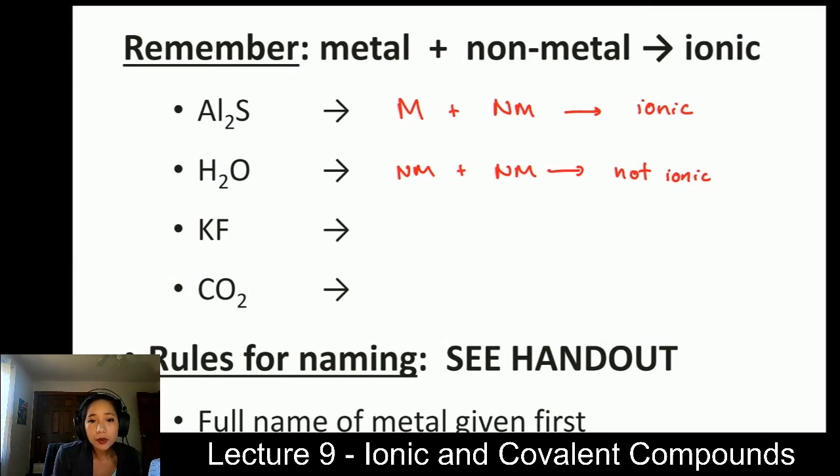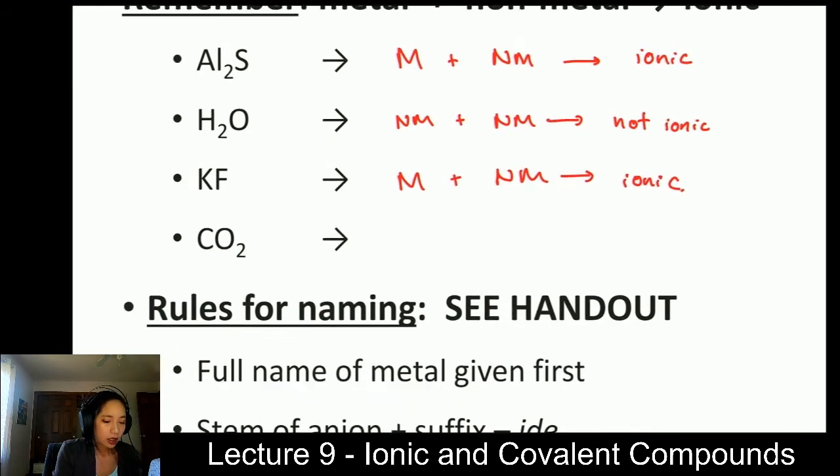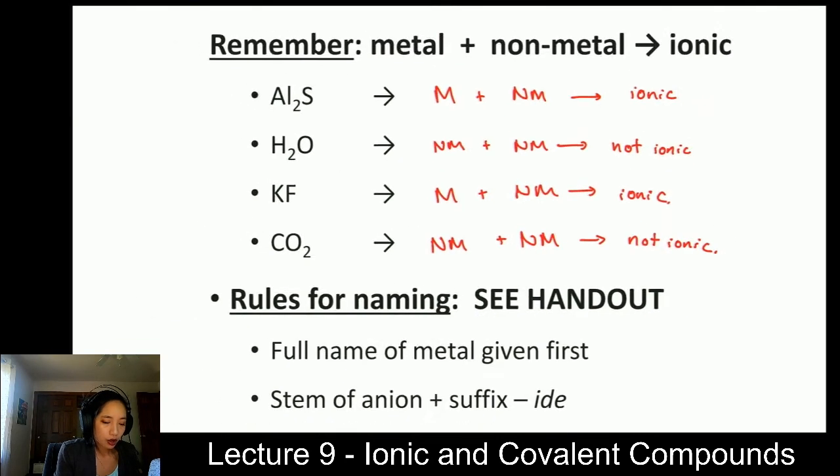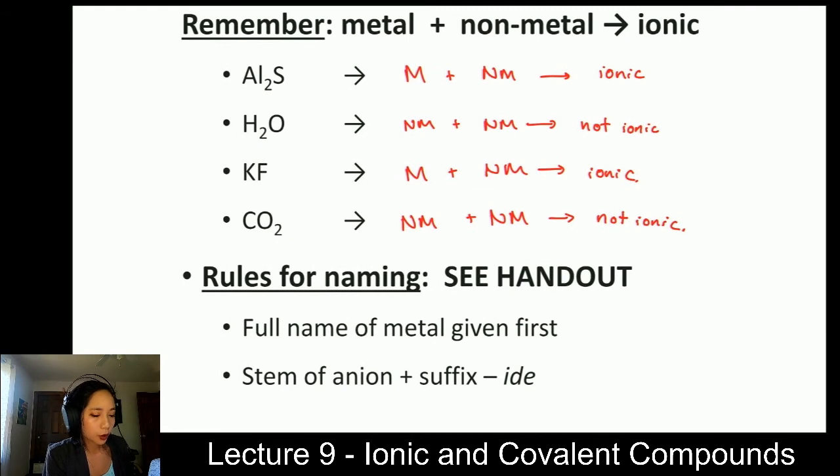Potassium and fluorine. Potassium is a group 1A metal. Fluorine is a nonmetal. So this is ionic. Fantastic. Carbon is a nonmetal. It's in group 4A. And oxygen is also a nonmetal. So CO2 is not ionic. All right. So we're going to look at naming ionic compounds. These two, the aluminum and the potassium compounds, were our ionic compounds.